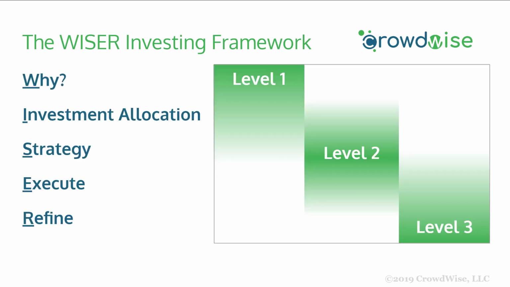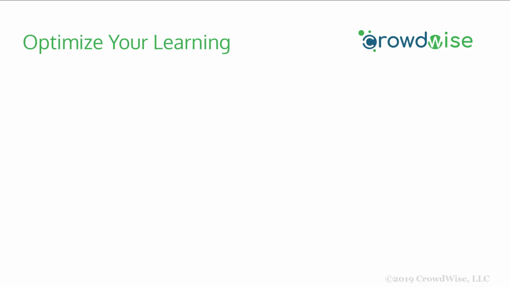For the Wiser framework, each of the different level courses that we discussed will be touching on different points within that framework. So the level 1 introductory courses will be talking more about the why and the investment allocation. Level 2 will be getting much more heavily into the strategy for early stage investing, while level 3 will talk about the execution and refinement phases.